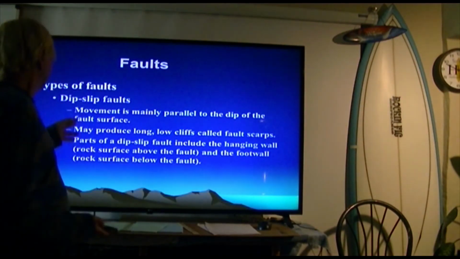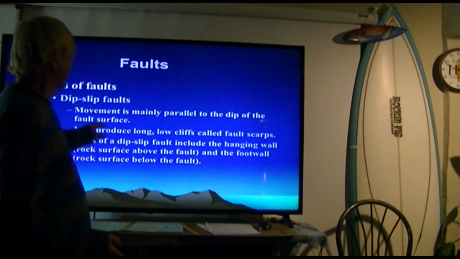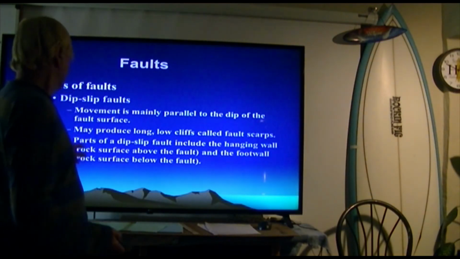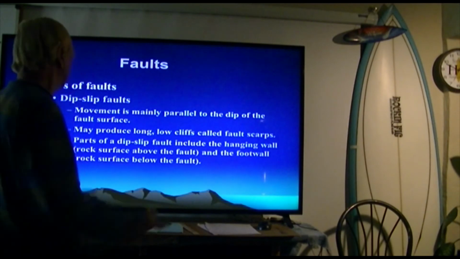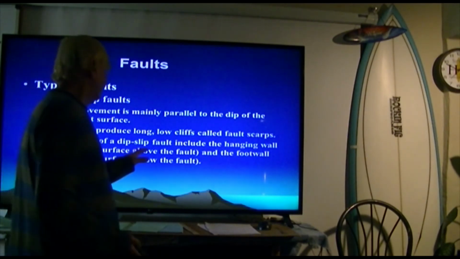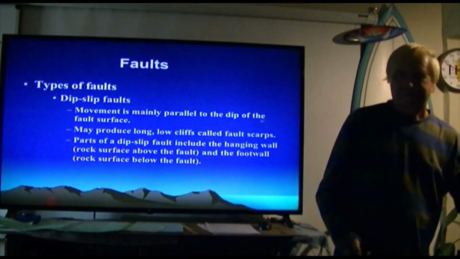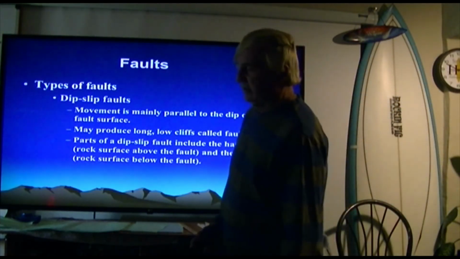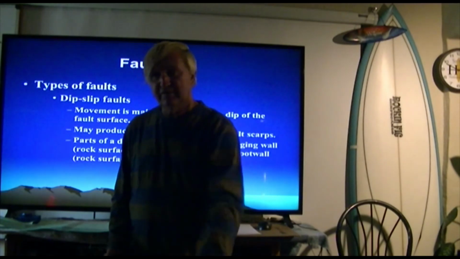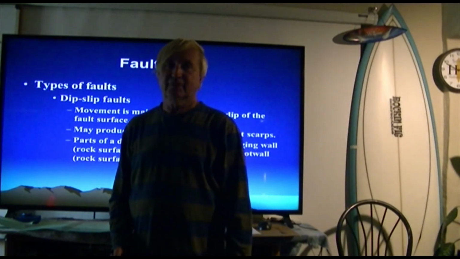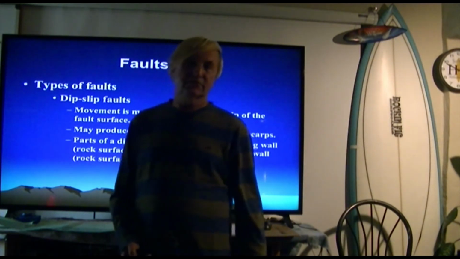So look at this fault here. Dip-slip faults: movement is mainly parallel to the dip of the surface. May produce long-lying cliffs called fault scarps. Parts of a dip-slip fault include the hanging wall and footwall. This is what I want you to know. A block of rock that moves down is a normal fault. A block of rock that moves up is a reverse fault.